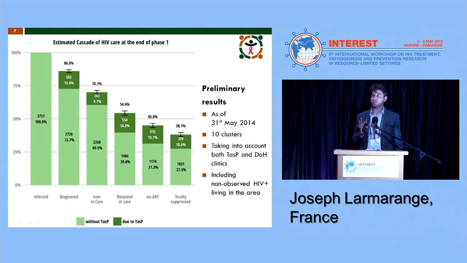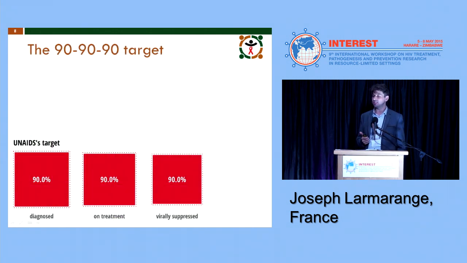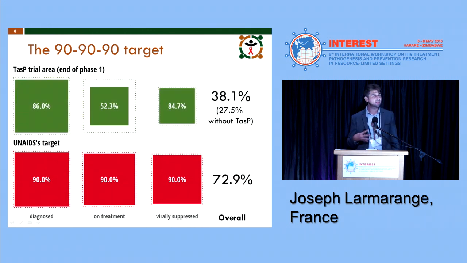So the current package of intervention we have within TasP is home-based HIV testing. Clinic-based HIV testing was proposed for individuals who were refusing to be tested at home, but finally very few of them came to the TasP clinic to get HIV tested. We have a clinic-based ART program, and we are also providing ART counseling within the clinics.